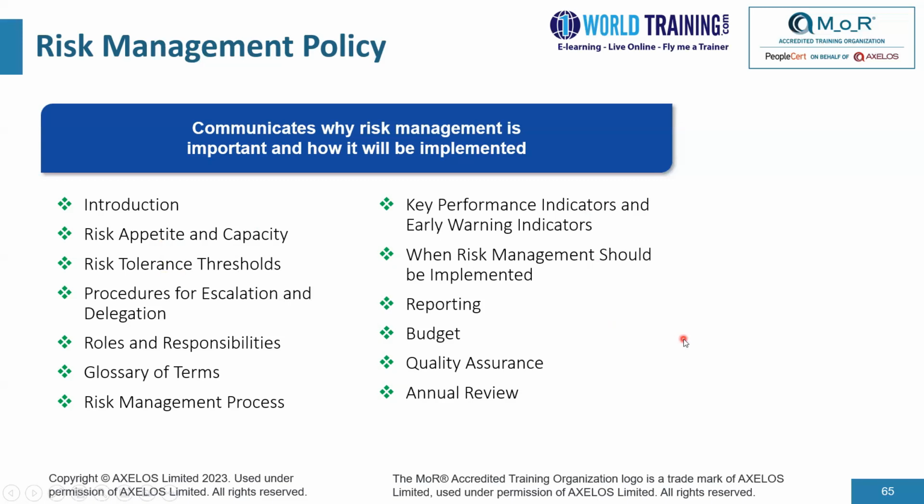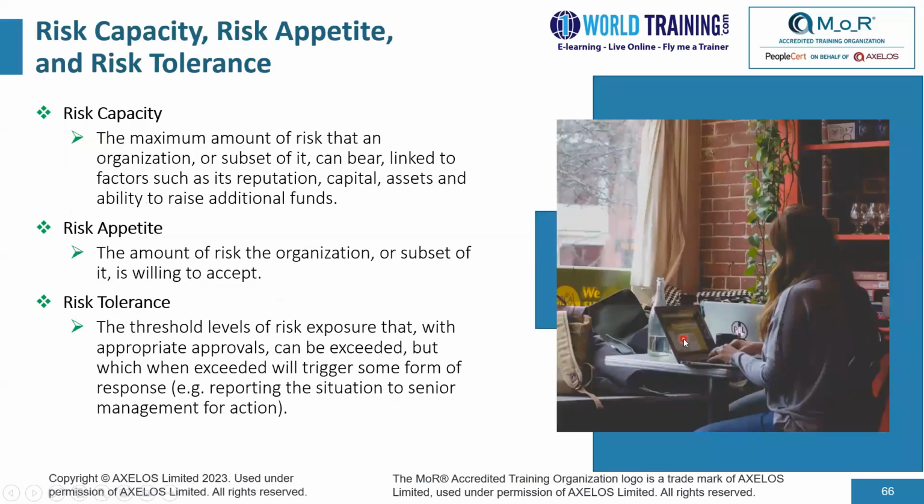These are important terms. Capacity is defined as the maximum amount of risk that an organization or subset of it can bear, linked to factors such as its reputation, capital, assets, and ability to raise additional funds. The risk appetite is the amount of risk the organization or subset of it is willing to accept. So capacity is the maximum amount of risk that an organization can take, and the amount that it is willing to take is the risk appetite.